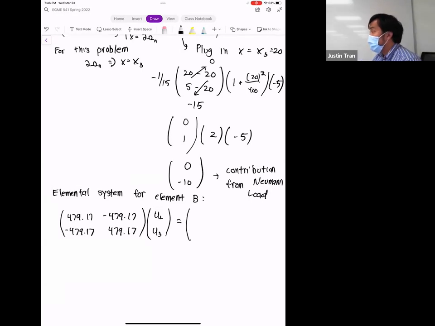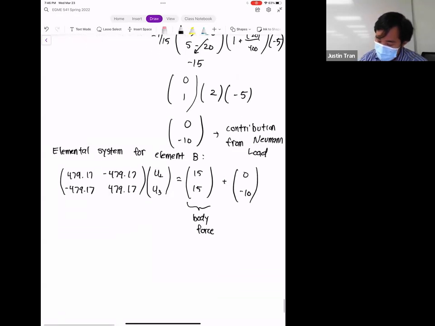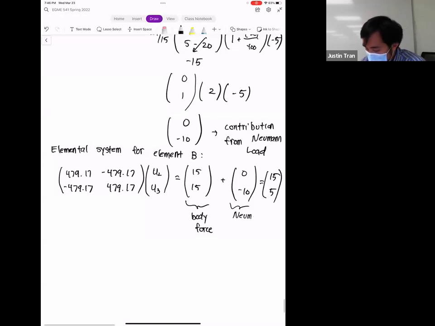And on the right here, we're going to take our two contributions to the forcing. We're going to take our contribution from the body force. So our body force was 15 and 15. And then we're going to add our contribution from the Neumann load. So we're going to have a 0, minus 10. Okay. And so, of course, if you apply this, it becomes 15 and 5. And so that's our elemental system for element B.